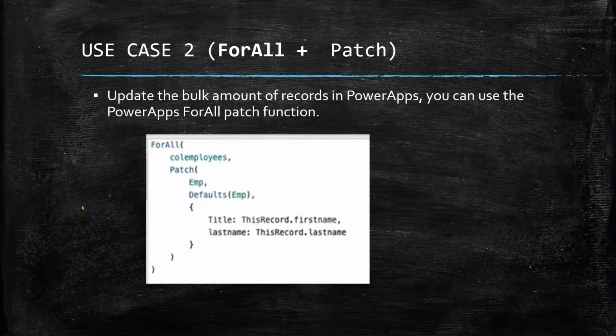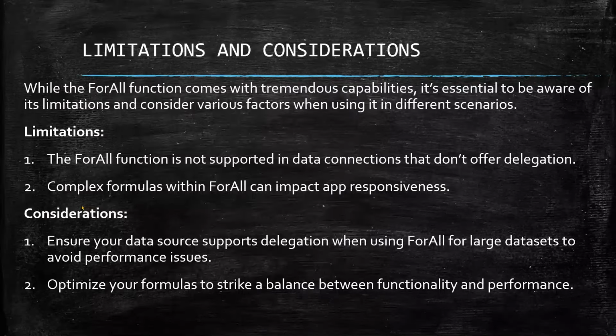So let's discuss some limitations and considerations of this function now. As we know, the ForAll function comes with tremendous capabilities, but there are always limitations and considerations that we need to keep in mind. The limitations of the ForAll function are: it is not supported in data connections that don't offer delegation. This is the first limitation. And the second limitation is that when we are using a complex formula within ForAll, it can also impact the app responsiveness.